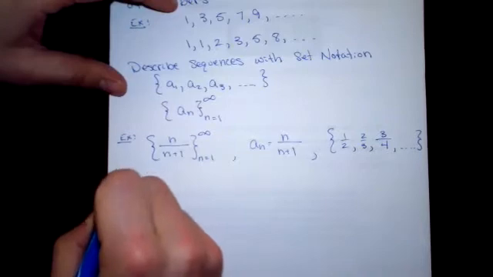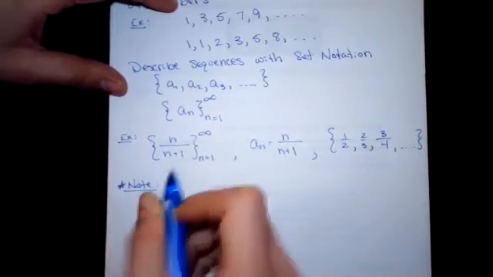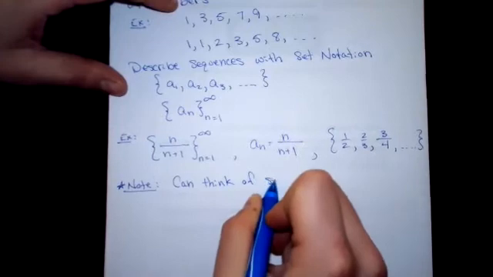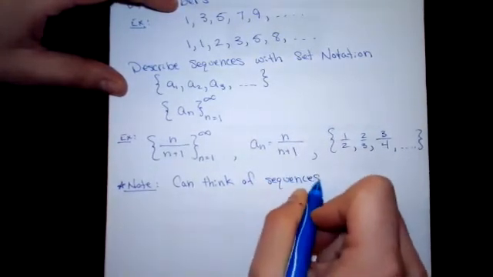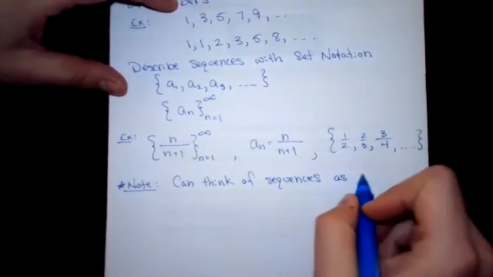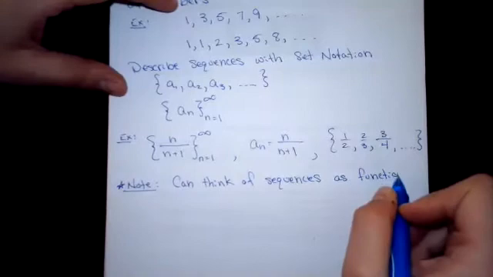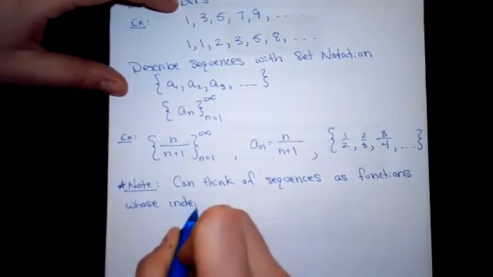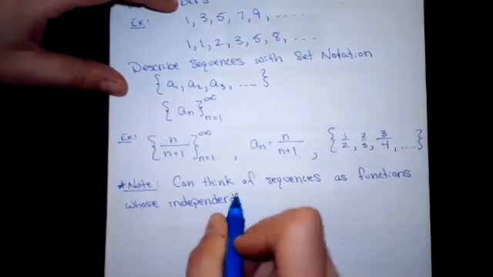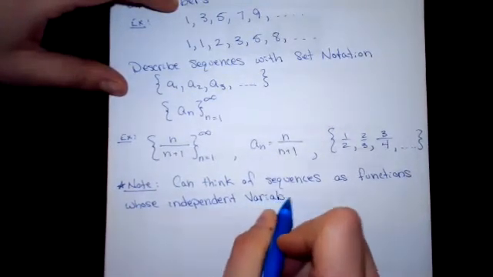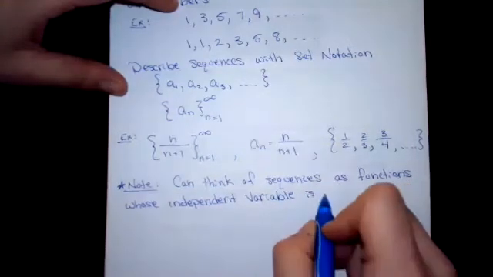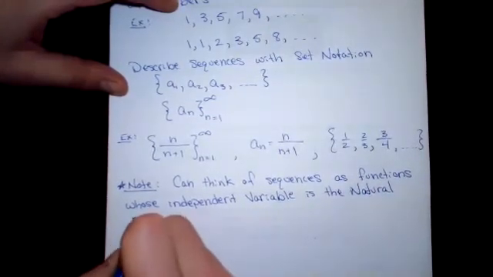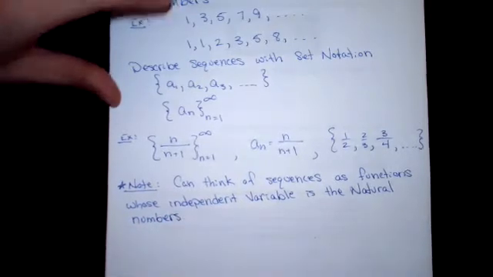So let's add this note. We can think of sequences as functions whose independent variable is the natural numbers. So this is really all it is.